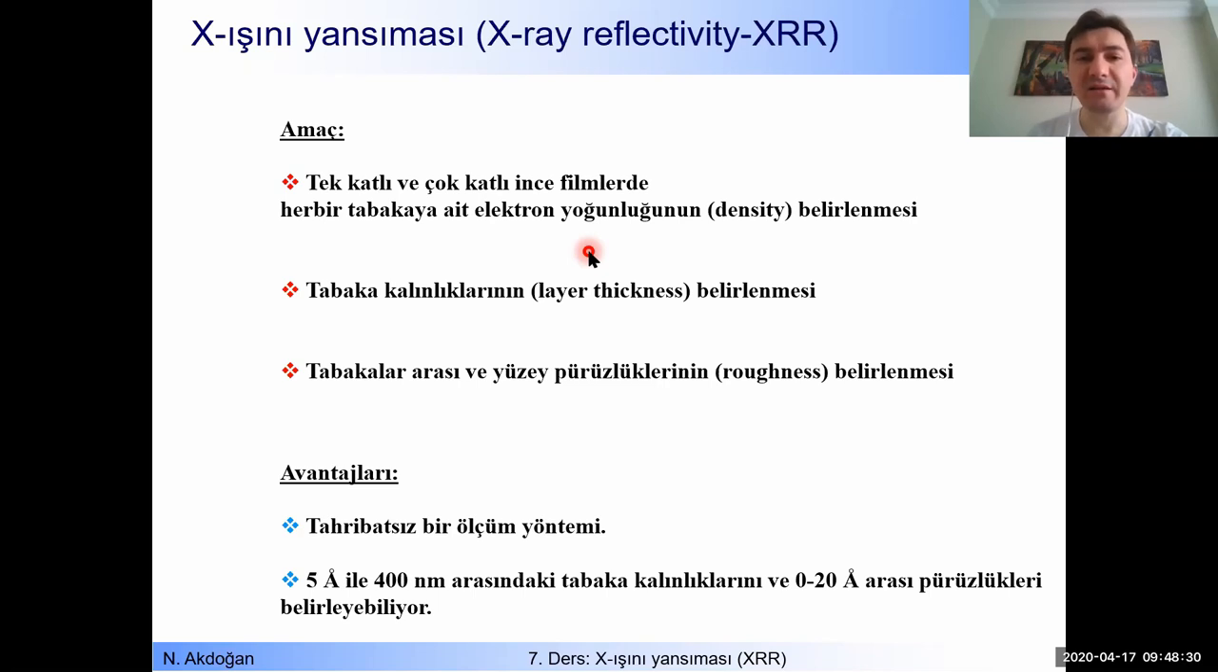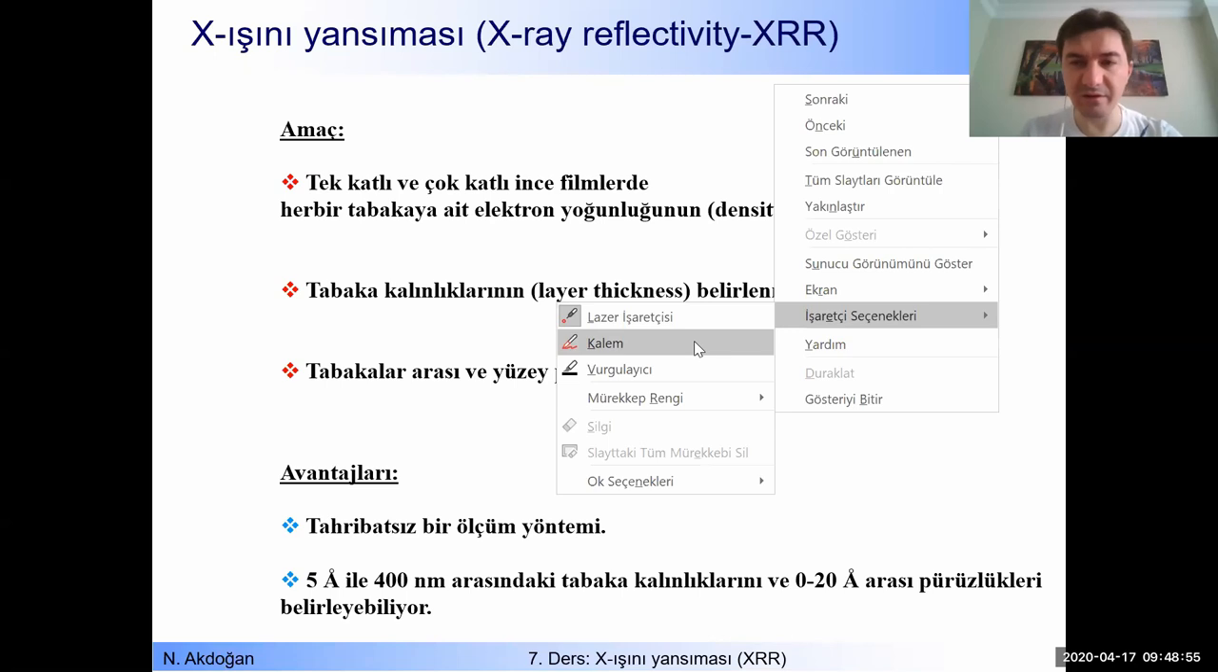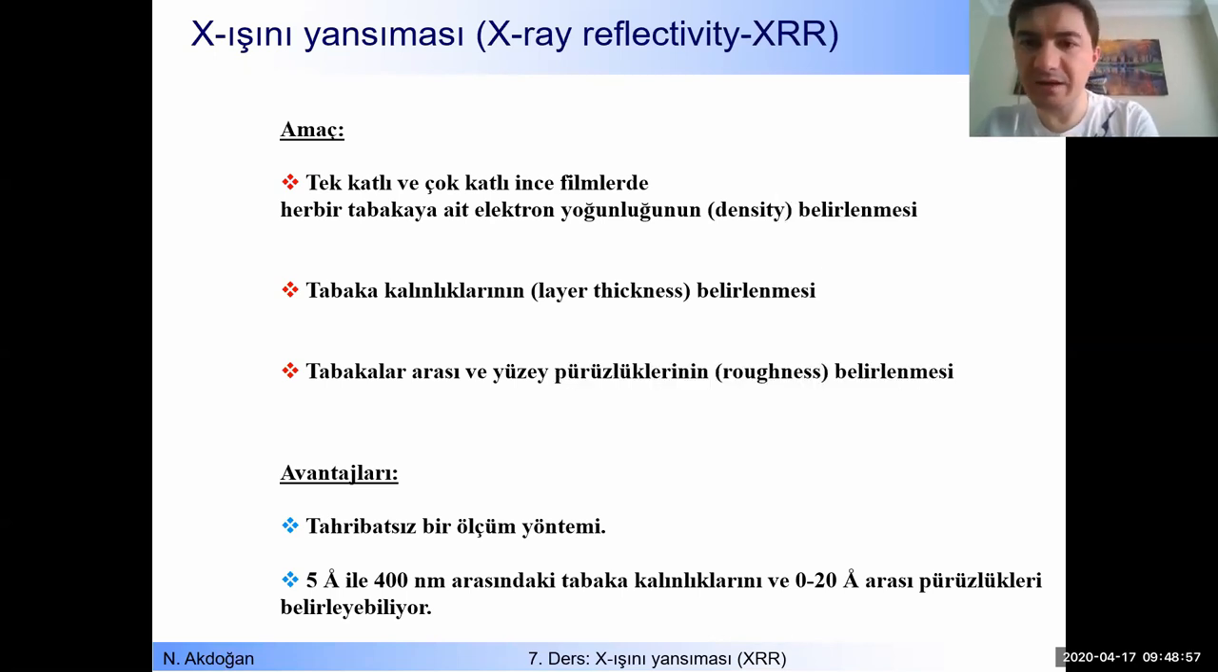In addition to that, by using that method, the layer thickness of each layer in multi-layer systems can be determined, and the roughness of the surfaces and the roughness between the layers, I mean interface roughness, can also be determined by using that method. Let me draw something here, and then you can get a better idea about this.